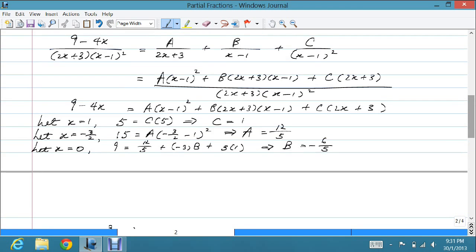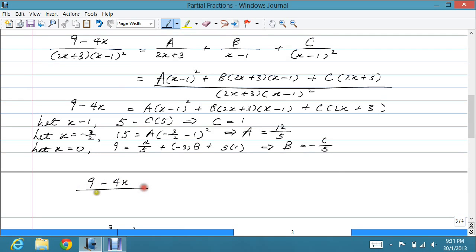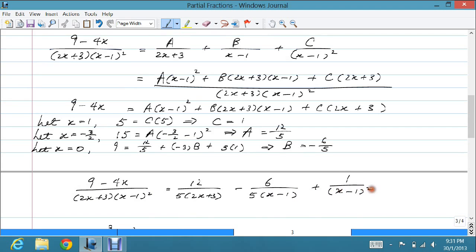So hence I know that the partial fractions are 12 over 5 times (2x plus 3), minus 6 over 5 times (x minus 1), plus 1 over (x minus 1) squared. And this is how we do partial fractions when we have repeated linear factors.